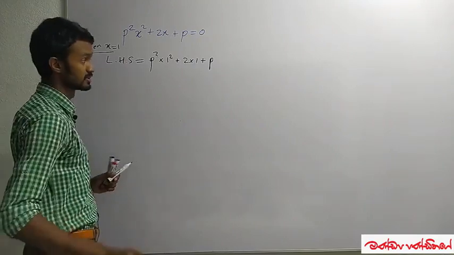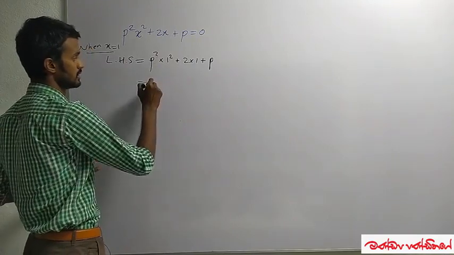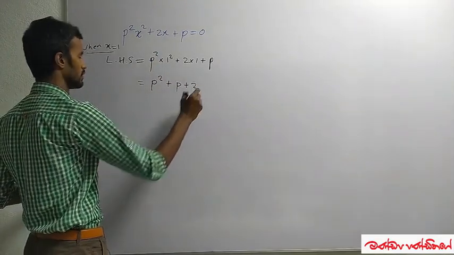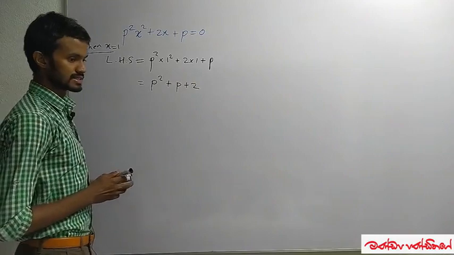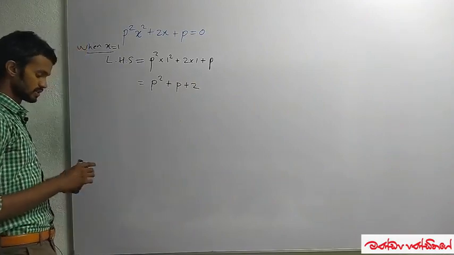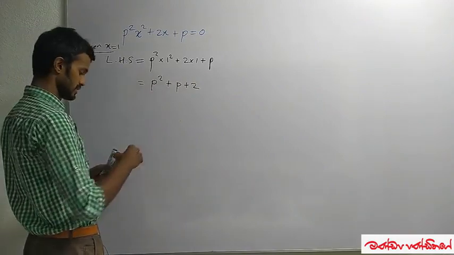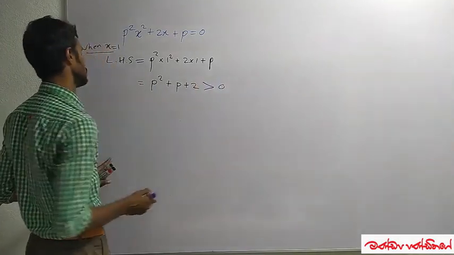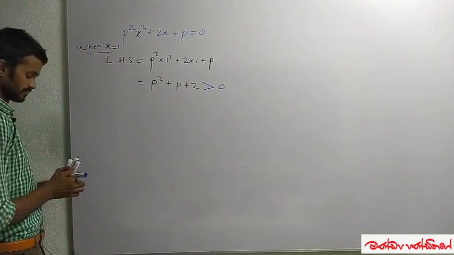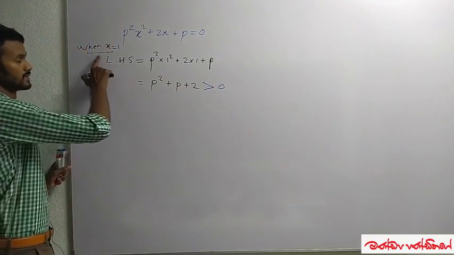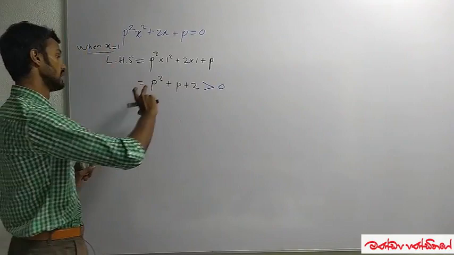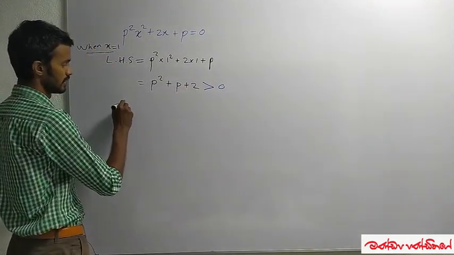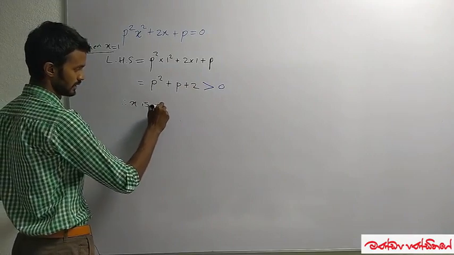Okay? I'm taking the left hand side and I substituted 1, and I get 1 squared, which means 1, so p squared plus p plus 2. It is clear they have given us that p is between 1 and 0, which means p squared is positive, p is positive, and 2 is positive, which means the addition is positive. So when x is equal to 1, the equation is not satisfied. So we can write, therefore 1 is not a root.